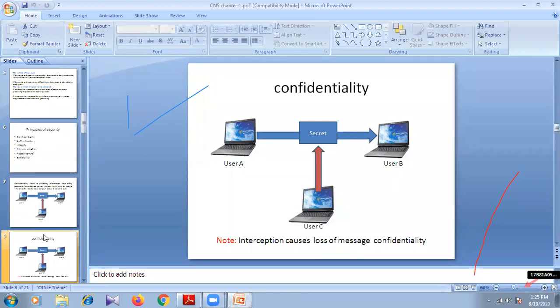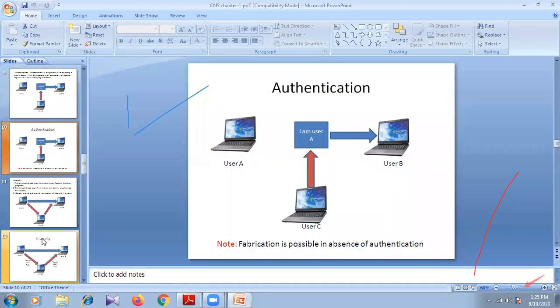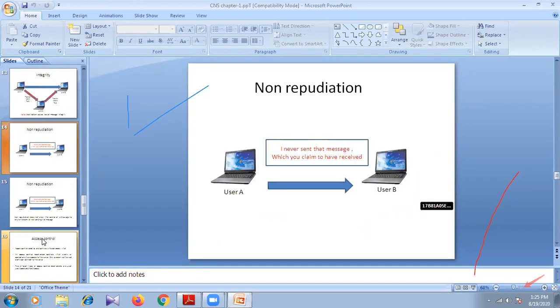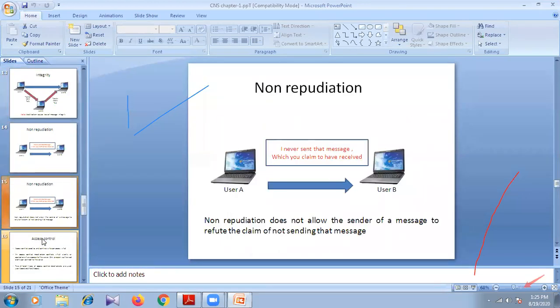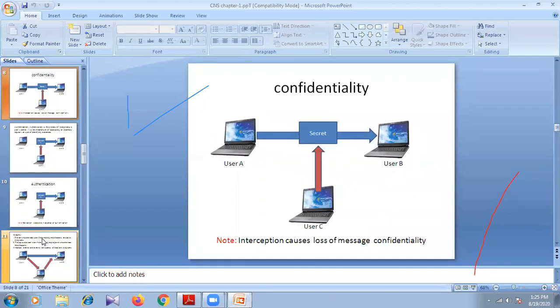So when we discuss attacks, mainly you describe them in four ways: interception, fabrication, modification, and denial of service. Simply, denial of service you can call non-repudiation. Whenever confidentiality cannot be provided to the data, that type of attack is called interception. That is the loss of message confidentiality, simply called interception.